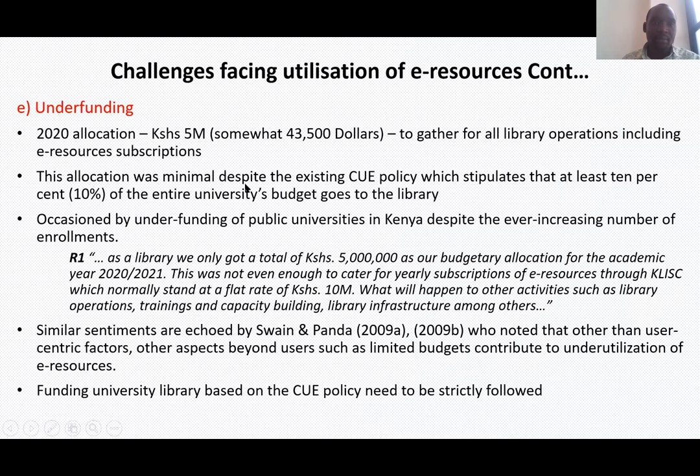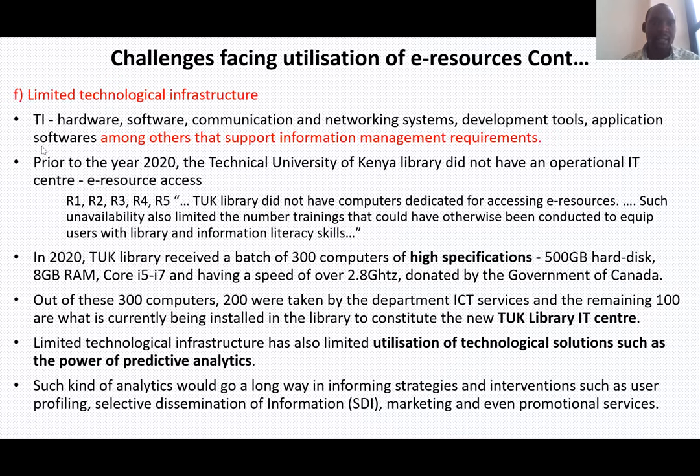Then we have limited technological infrastructure, whereby up to 2020, rather, before 2020, the university did not have any computer available for patrons. Of course, the computers that were available were the ones being used by employees. So there was no computer available for patrons to use in accessing e-resources. So in 2020, they actually received a batch of 300 computers of high-end specifications, if we may call it so: 500 GB hard disk, 8 GB RAM, Core i5 all the way to i7, and having speeds of over 2.8 gigahertz.